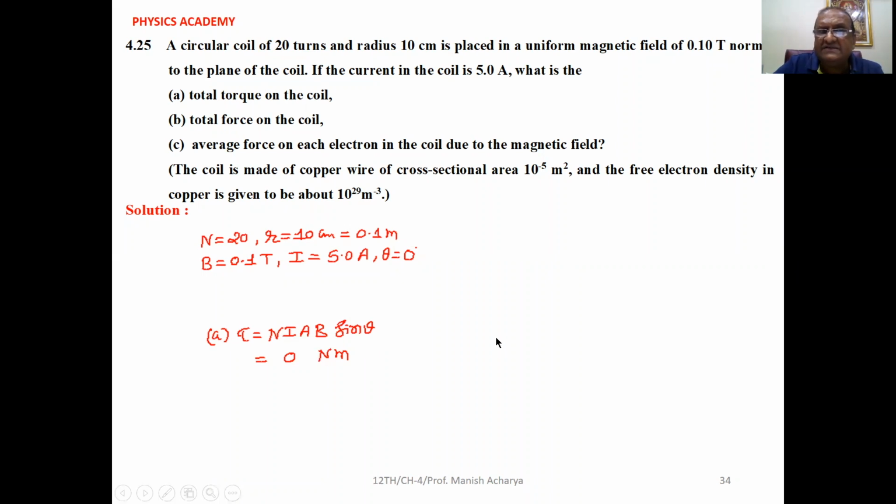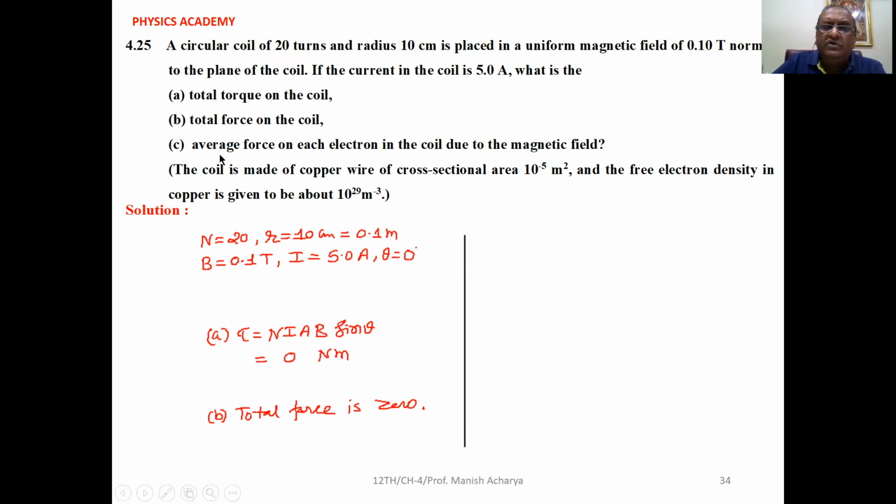Now, first we want to calculate the torque. So torque tau is NIAB sine theta, sine 0, that is 0. So torque is 0. Now, total force is also 0, because if we consider any current element on the circumference of the coil, then for the diametrically opposite current element, the direction of the force will be opposite to the first one. These two forces will be equal in magnitude and opposite in direction, so they will cancel each other. In this way, the net force will come to 0.